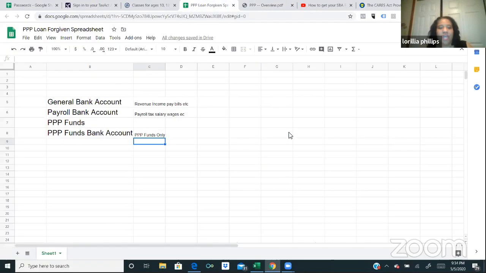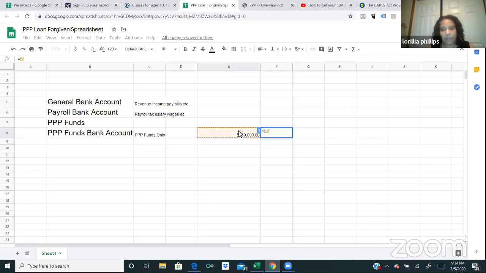Let's do the math. If you were awarded $150,000 in funding, 75% of that, let's do the calculation. 75% of 150 is 112,000. That is how much of it would have to be used for payroll.